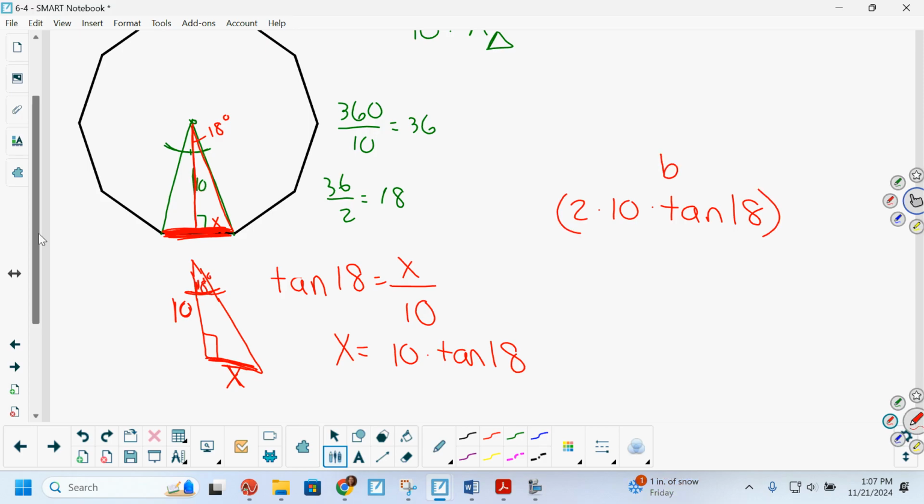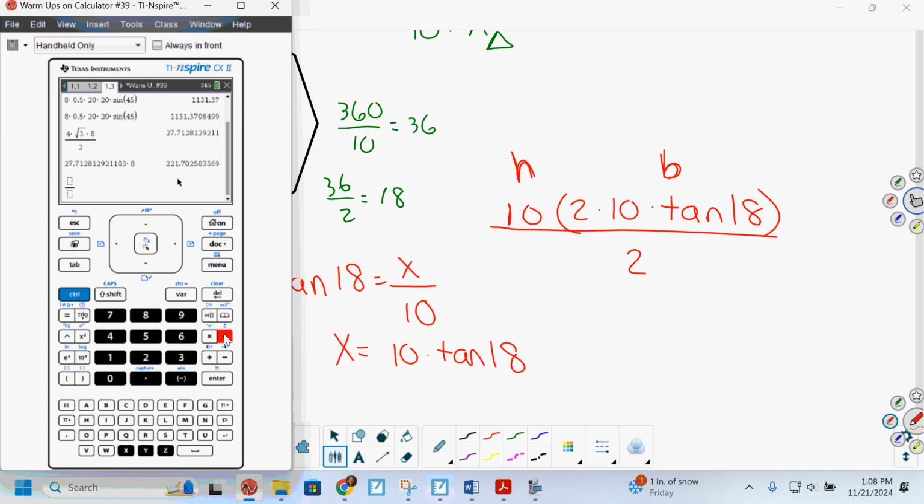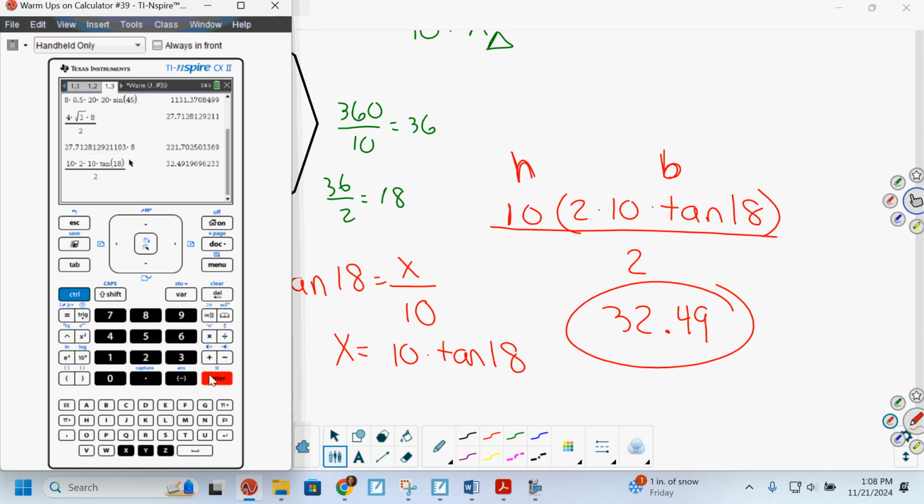So this is the base, and my height is 10, and then I have to divide by 2. So I have the height times the base divided by 2, and I'll get my answer. So fraction bar, 10 times 2 times 10 times the tangent of 18, and then I'm dividing by 2. So 32.49. And we should emphasize that this is area, so my units are squared.